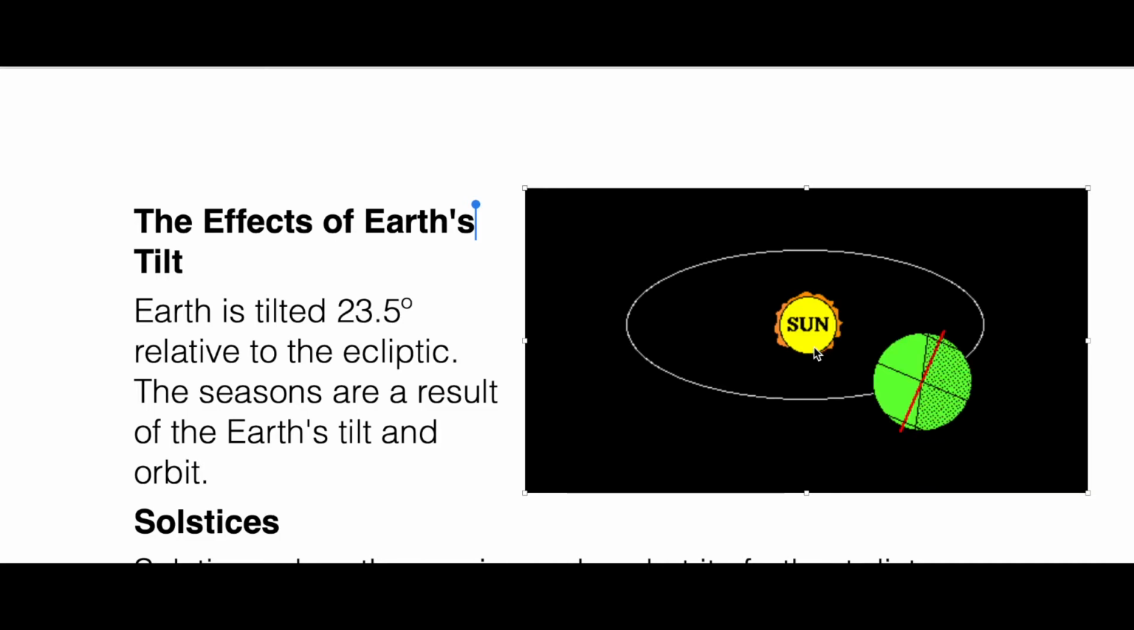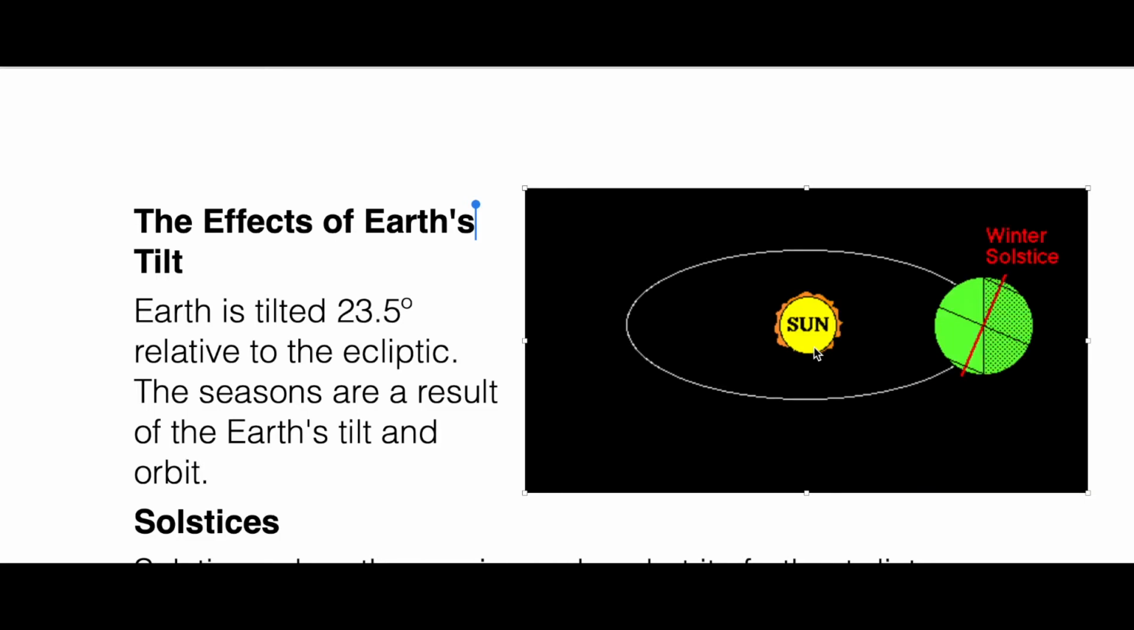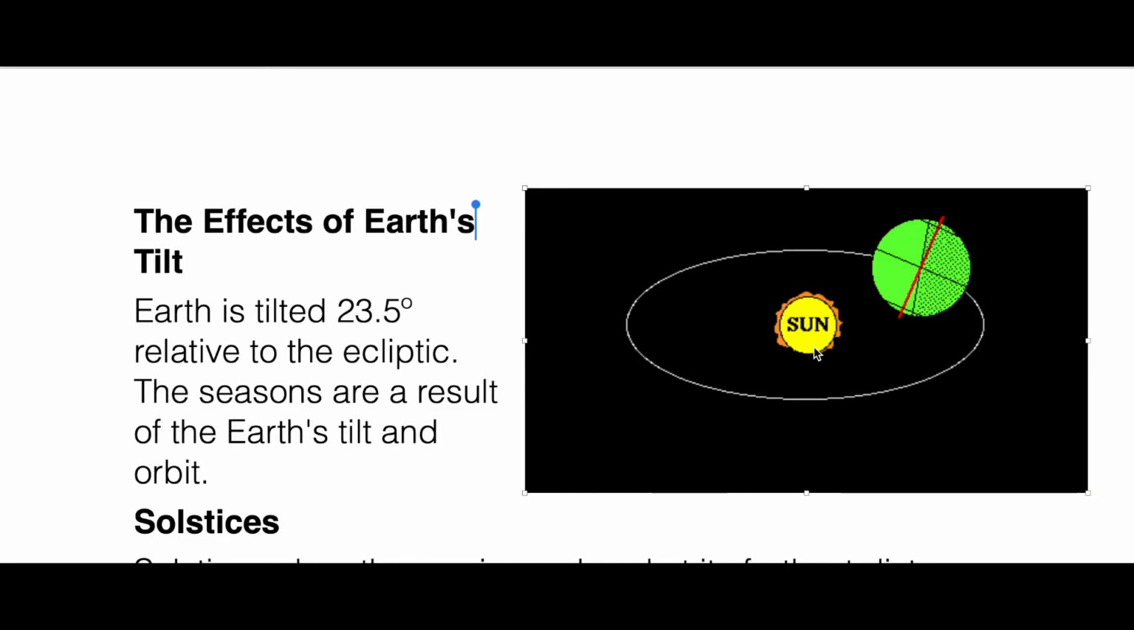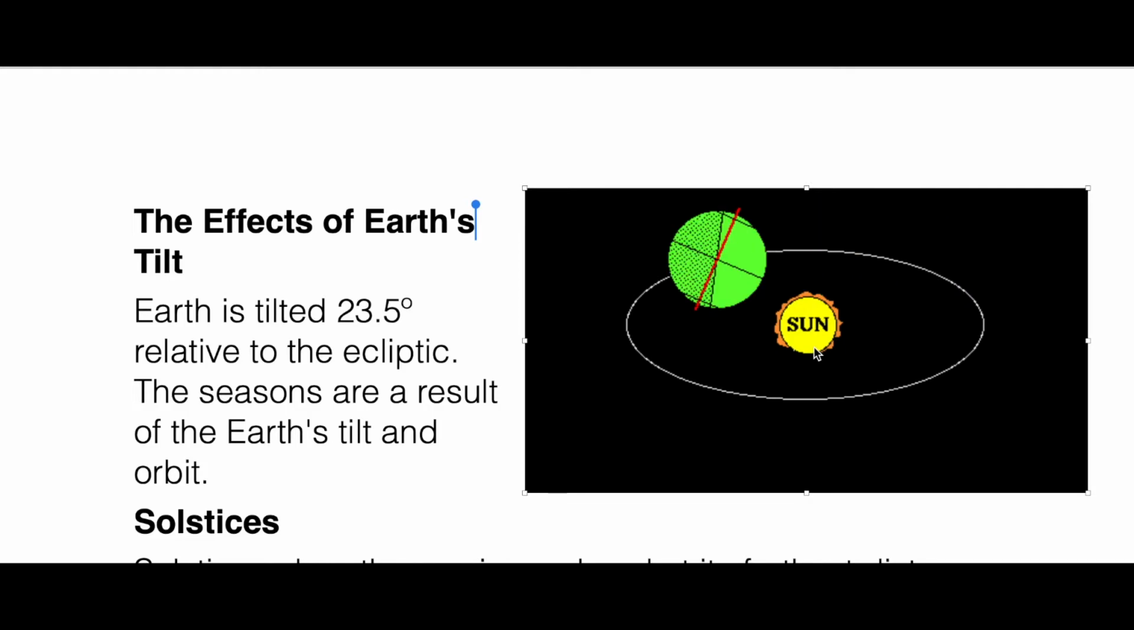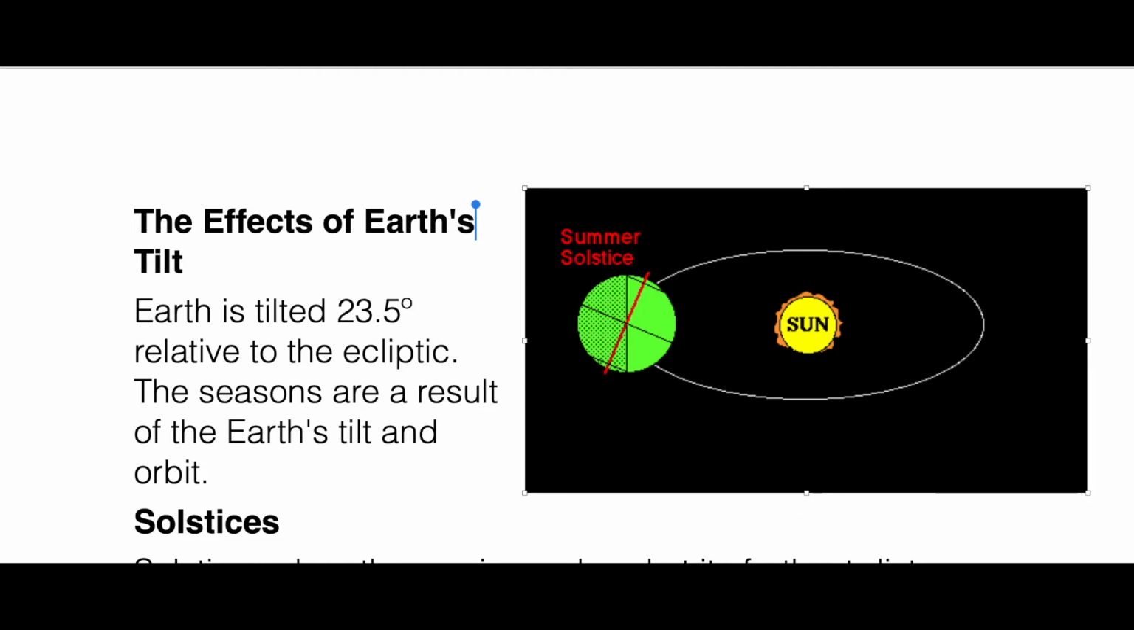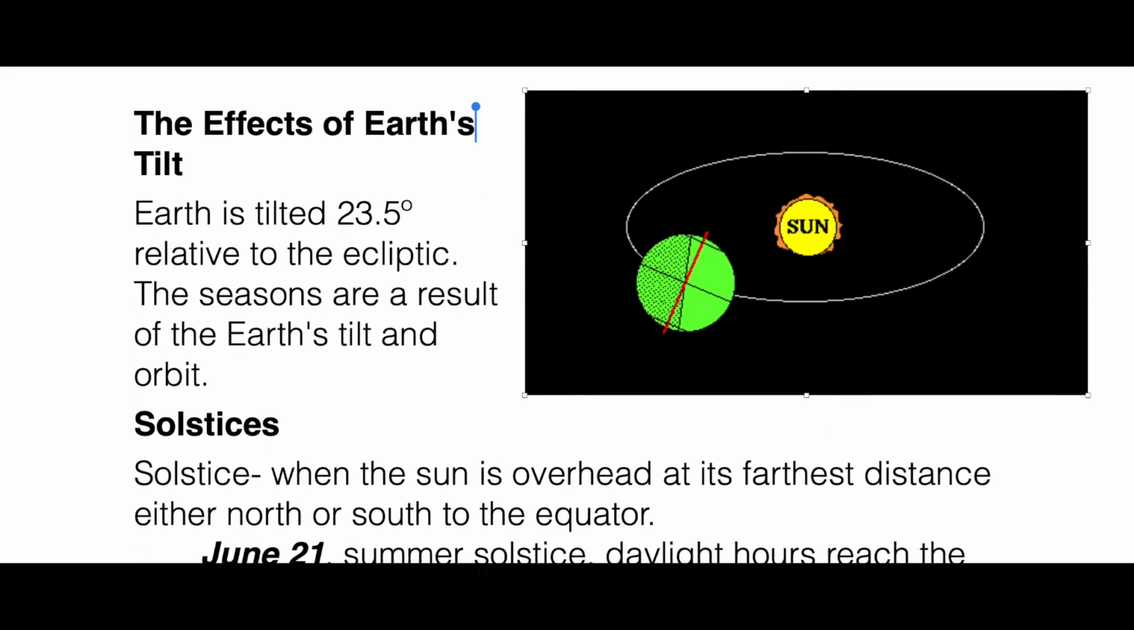The equinoxes in the spring and the fall are going to have the sun shining equally on both the northern hemisphere and the southern hemisphere. There's not one that's less than another. So the tilt is responsible for the seasons.